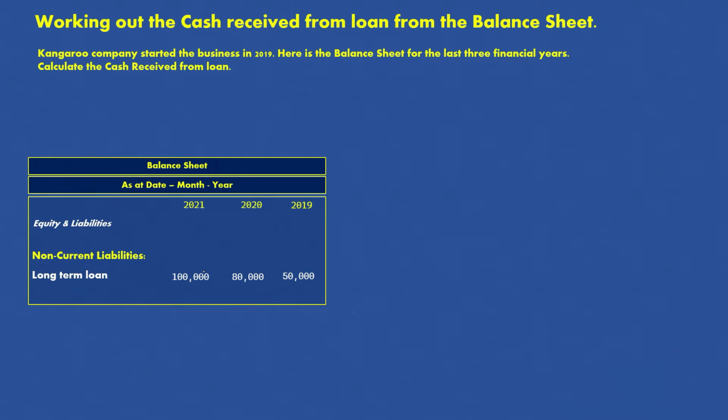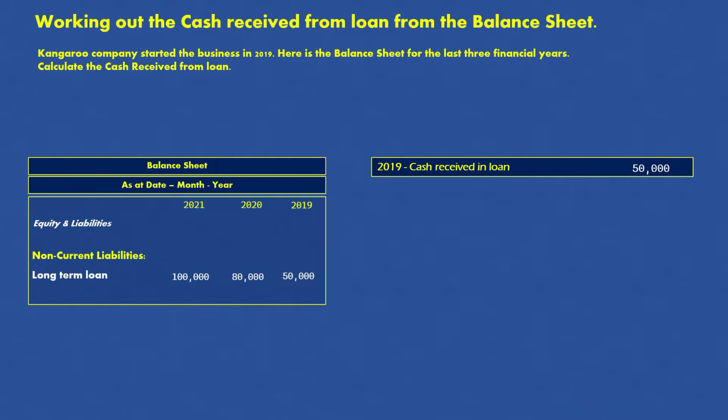So at the beginning of 2019 there was no loan at all. Of course, we just started the business. But as we move forward, you can see that at the ending of 2019 the loan value is $50,000, which means that we must have received a new loan of $50,000, and which means that we must have received the cash of $50,000. So I would say cash received in loan is $50,000.